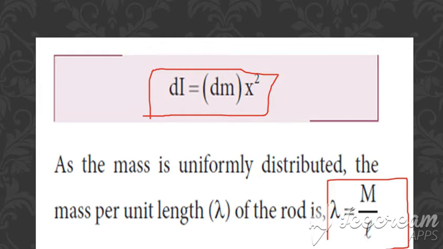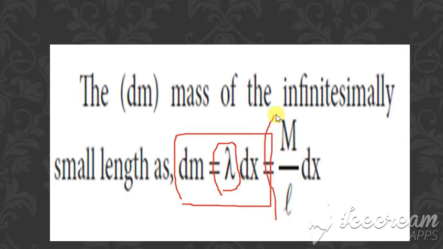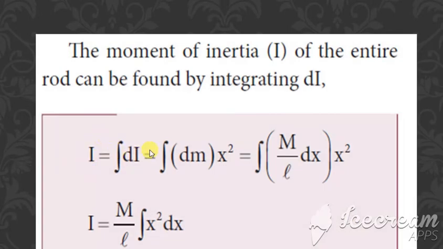Now the next formula which we are going to take here is dm, which is equal to lambda into dx. What is the formula for lambda? It is m by l. So dm is m by l into dx. We are going to substitute this in the formula of dI, where dI is equal to dm into x square. Integrating, we can find this as I. Substitute the value of dm here, so m by l into dx. M by l is constant, so we are taking it out. So the integration of x square into dx.